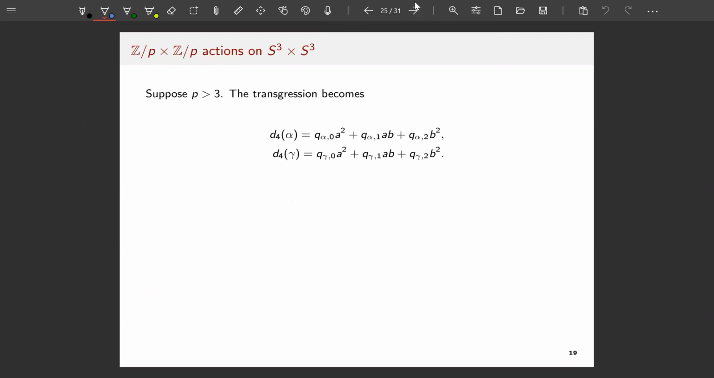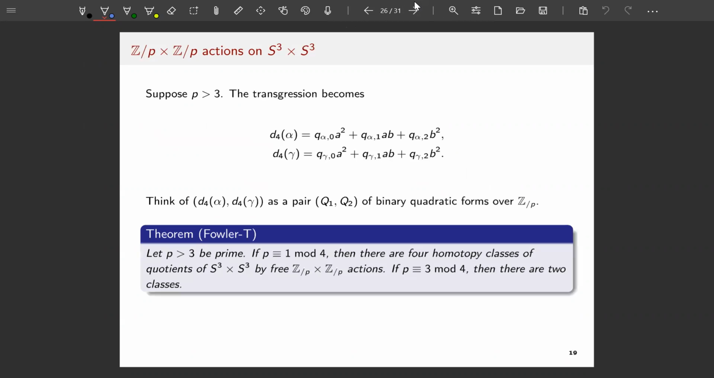As a really simple case, we could look at S3 cross S3, and our transgression becomes this. It's really nice. You can think of them as binary quadratic forms, and this actually lets you count homotopy classes. And so if p greater than 3 is a prime, if p is 1 mod 4, there are exactly 4 homotopy classes. And if it's 3 mod 4, then they're exactly 2. And so you can actually use this to help count things.